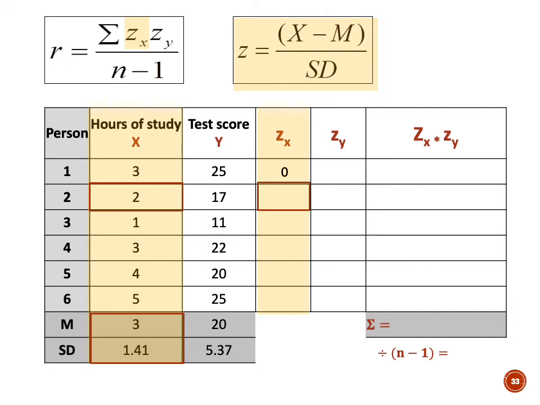Moving on to the next row of data. First, we subtract our mean from our value of 2. So the hours of study is 2 and the mean is 3. So 2 minus 3, and then I get negative 1, and I'll divide that by 1.41. And that gives me a z-score of negative 0.71. Now for the third row, that person studied for 1 hour. So I'm going to do 1 minus 3, so that I get negative 2, and then I'll divide by 1.41, which is the standard deviation. And then I get a z-score of negative 1.42. So you can pause right now and try to find the rest of the z-scores on your own before moving on.